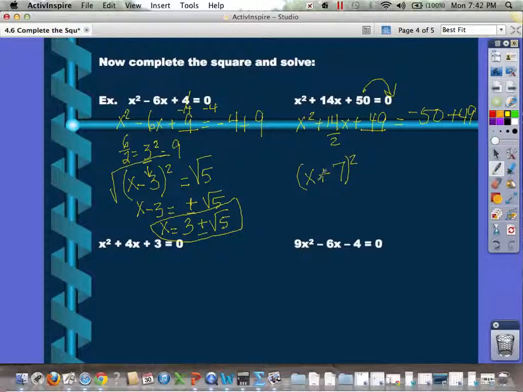All right, so x plus 7 is now built, equals, and then negative 50 plus 49 is negative 1. Taking the square root of both sides is going to make just simply x plus 7 over here.